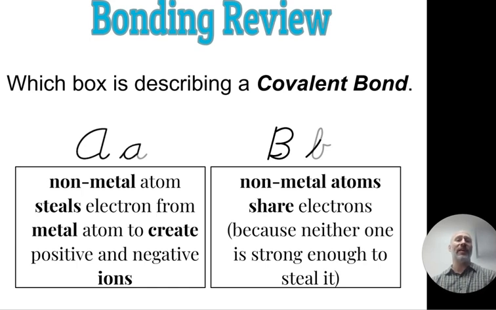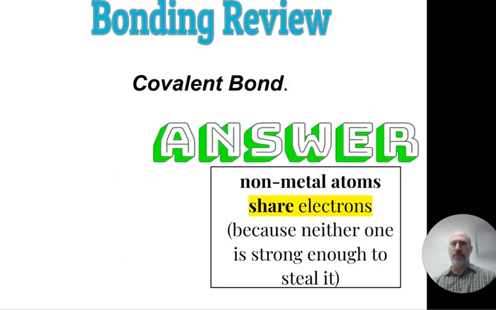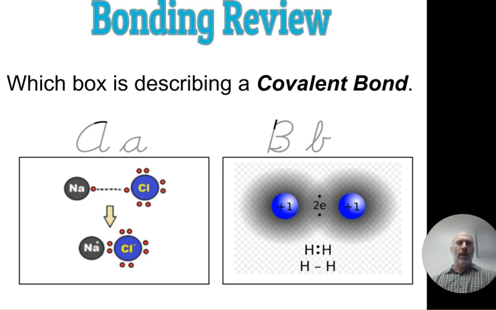Which box is describing a covalent bond? A, nonmetal atom steals electrons from metal atoms to create positive and negative ions. Or B, nonmetal atoms share electrons because neither one is strong enough to steal it. Correct answer there is the covalent bond is where they share with each other, because remember, their electronegativities are about the same. All right, how about this one?